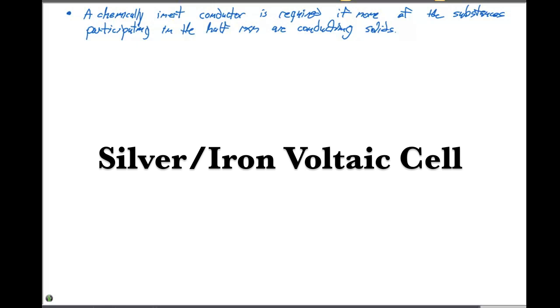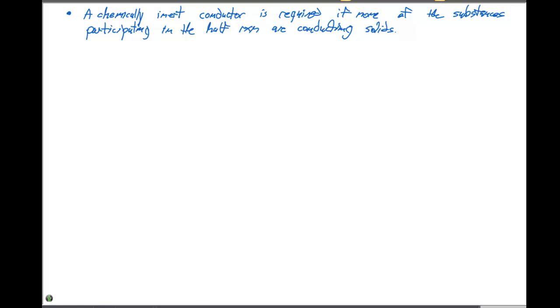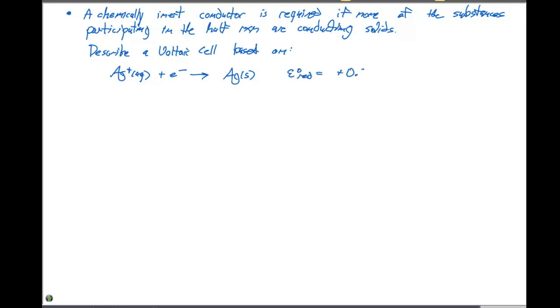So the next example we're going to do is describe a voltaic cell based on these two reactions. We're going to use silver again, where we have silver plus ions in solution plus an electron giving us silver solid. Our reduction potential for this particular reaction is 0.80 volts.